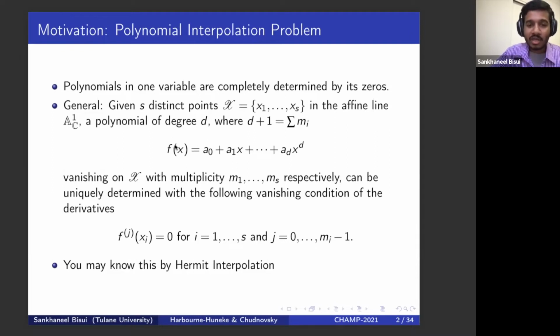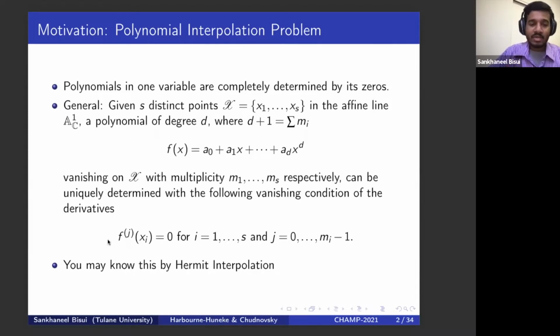So this polynomial will be vanishing on the set X with multiplicity m1 up to ms respectively. And this polynomial can be uniquely determined by the vanishing conditions on the derivatives, meaning the partial derivatives of f up to order mi minus 1 for each point xi have to be 0. Now, this phenomenon, you might have seen it, is also known as Hermite interpolation.